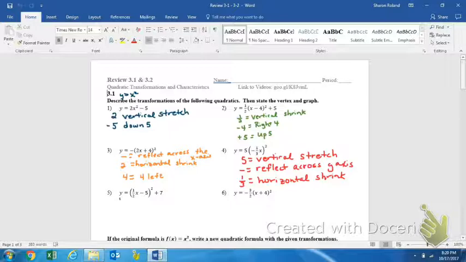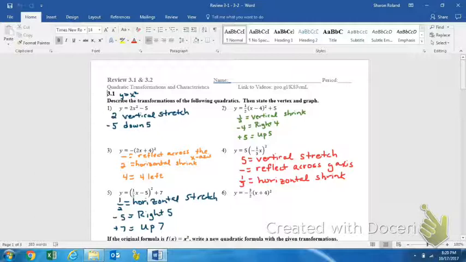On number 5, you have the 1/2, you have the -5, and you have the +7. The 1/2 is inside the function, so it's going to be horizontal, and it'll be a horizontal stretch. The -5 is inside the function, so it's going to be horizontal as well. It's going to move left or right. In this case, it moves right 5, and +7 is up 7.